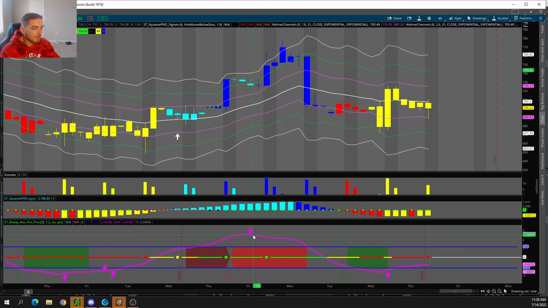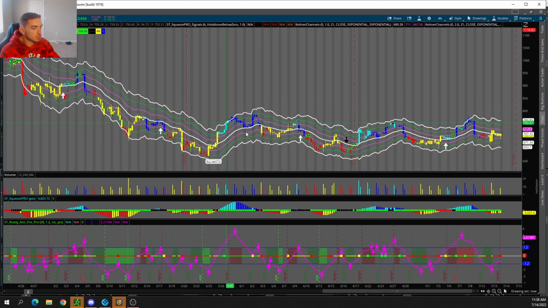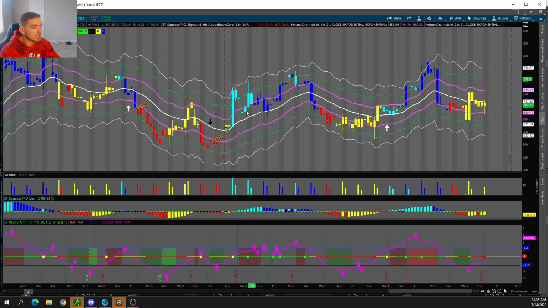We have the ready, aim, fire indicator. I use it on this chart right here, but I really like to use the early in and out, which is the colored candlesticks, the up and down arrows, plus the TTM Squeeze Pro. This ready, aim, fire indicator is also helping you understand when this squeeze is going to fire.